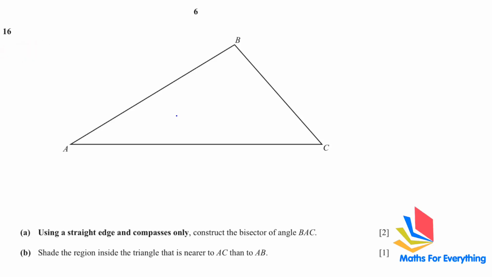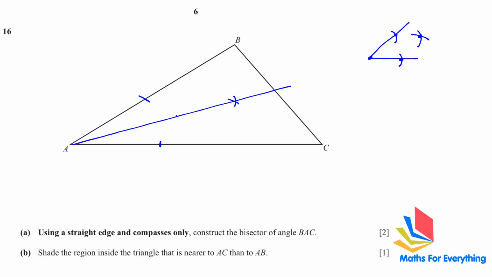Question number 16. Using a straight edge and compass only, construct the bisector of angle BAC. So when you are finding an angle bisector, you will first make an arc here and an arc here. On both sides, you will make an arc, and then from the place where you made the arc, with the same length of the compass, make an arc in the center, and then with the same length of the compass from the other arc that you made, cut the arc. Join the vertex with the center of the arc. So this is your angle bisector.